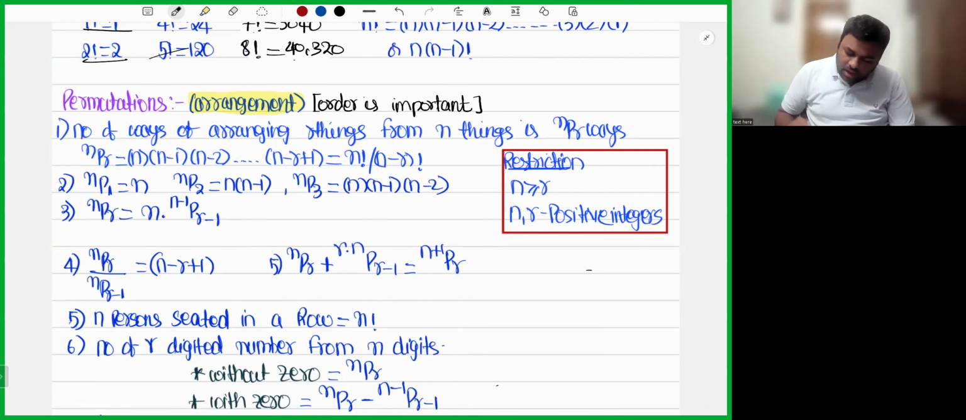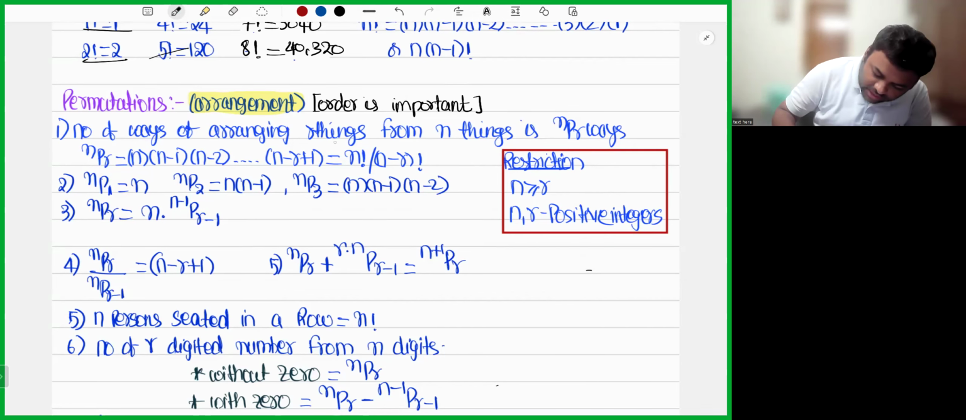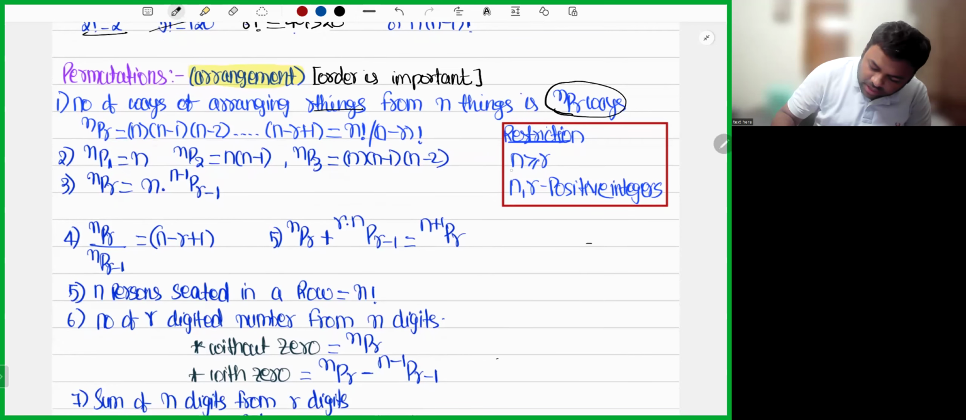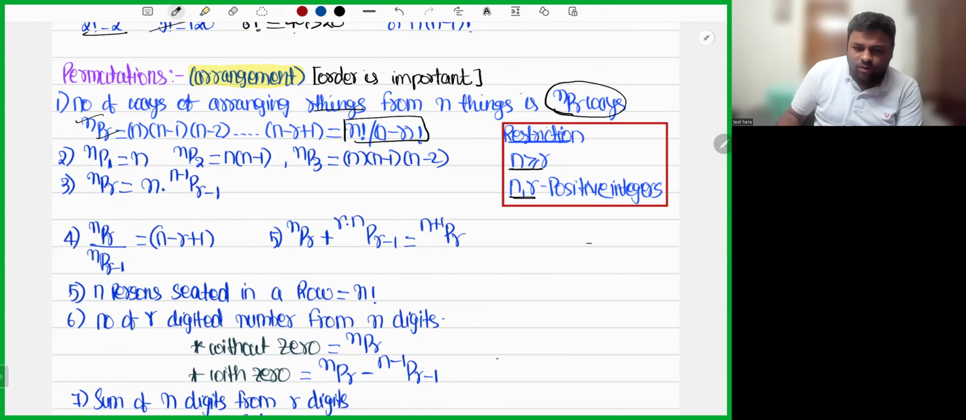Next step. Number of ways of arranging r things from n things, we understood that it is nPr. What are the restrictions on nPr? n should be greater than or equal to r, and n and r both must be positive integers, right? How will you write nPr? n multiplied backwards r times. Or what is the formula? n factorial divided by (n minus r) factorial.